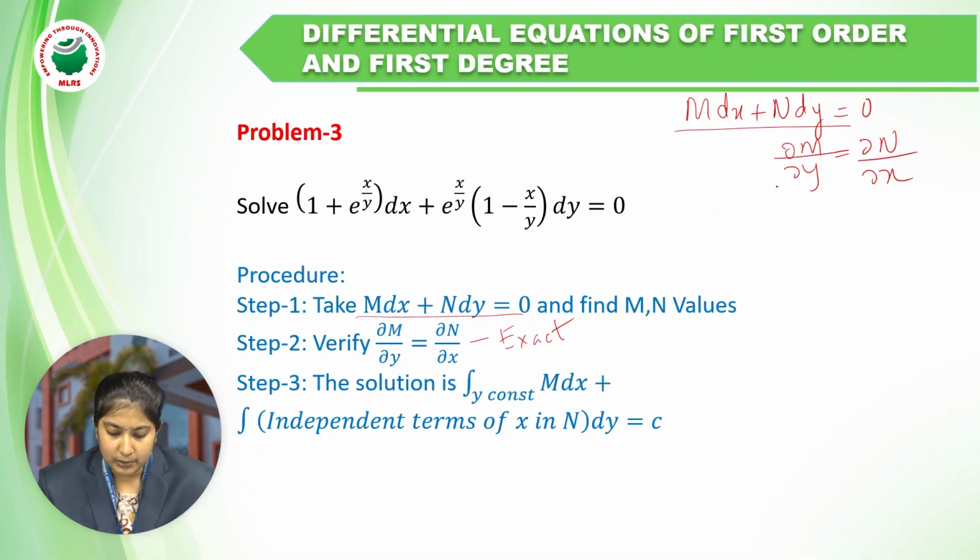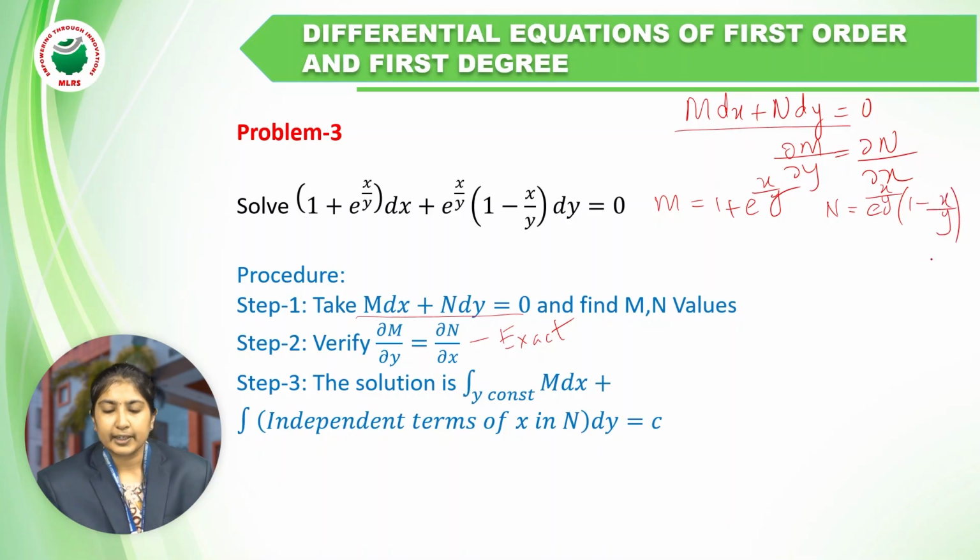Proceeding with the solution, here my M value is how much? 1 plus e power x by y. And N value is what? E power x by y into 1 minus x by y. Here in N you need not multiply it, we can directly take it as a term. Let us see how we are doing that.